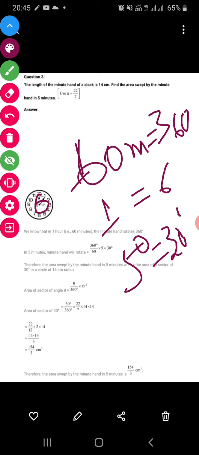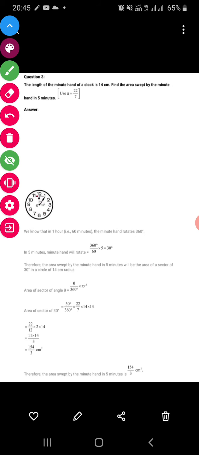So theta is 30 degree, radius is 14, that is the minute hand of the clock. Finally, radius we know, angle we know, we will put them in the formula and we will get the value. You try class, you try this much only today. Question number 4 and 5 are also very easy, you try those, and the rest of the questions we will do in the next class. That's all class.